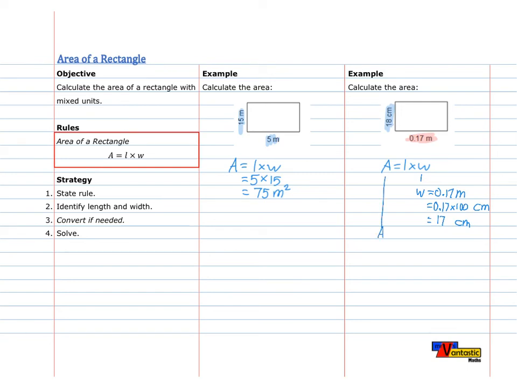So area equals our length, which is 18, times the width we just calculated, which is 17. And on my calculator, that becomes 306 centimeters squared. And that is how we can calculate the area of a rectangle with like units and mixed units.